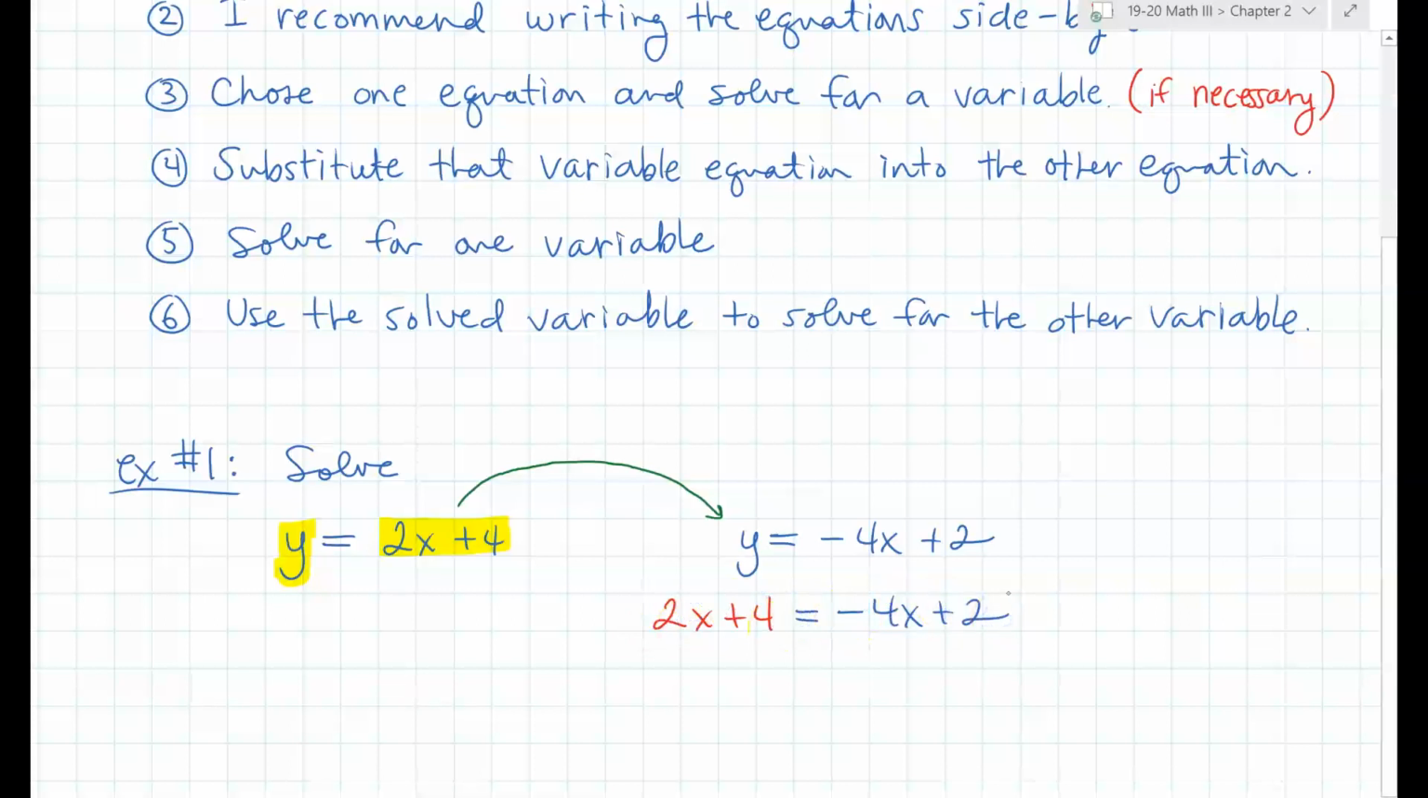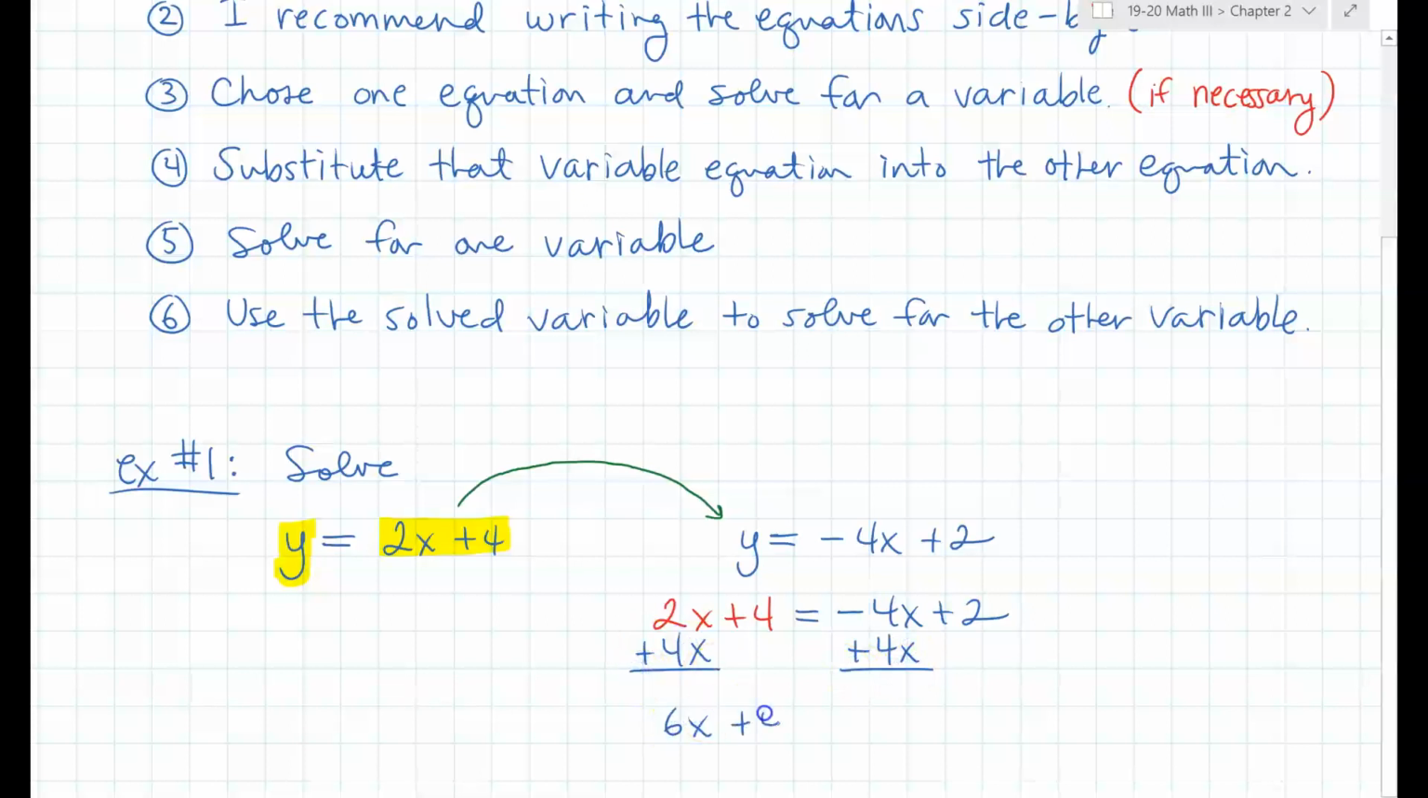So I'm just using a different color so you guys can see what changed. So the y, instead of it just saying y, I put 2x plus 4. And the reason why I can do that is because the left side equation is saying anywhere you see a y, write 2x plus 4. So there you go. 2x plus 4 equals negative 4x plus 2. So I'm going to start solving. So I'm going to add 4x to both sides.